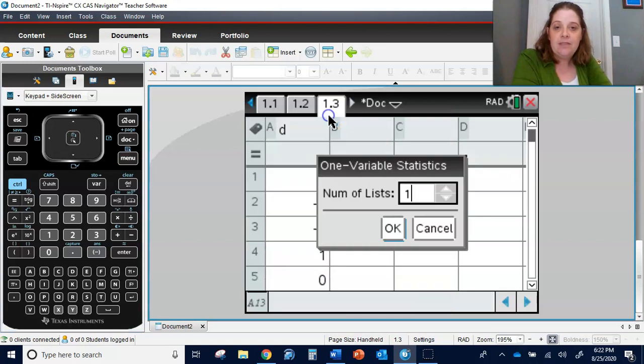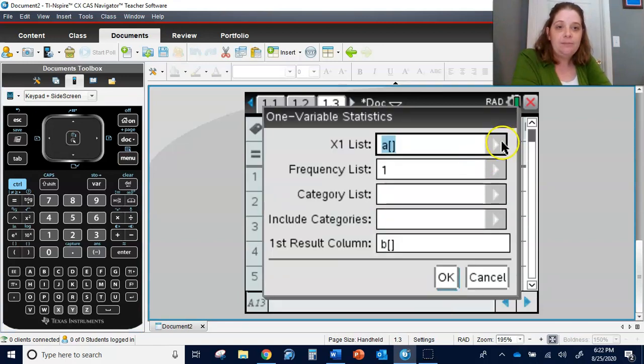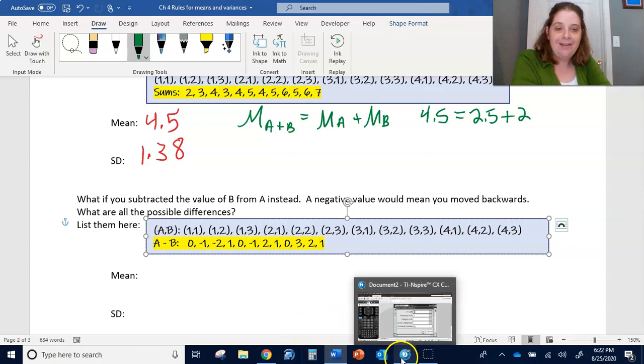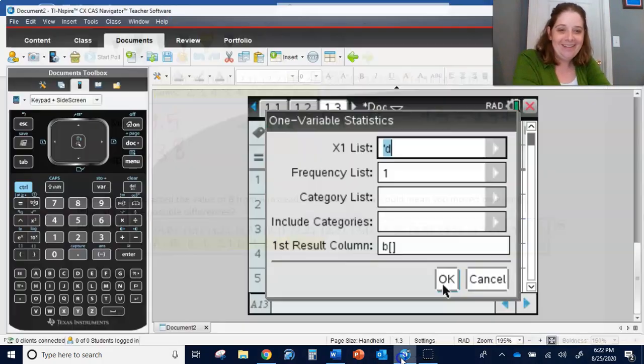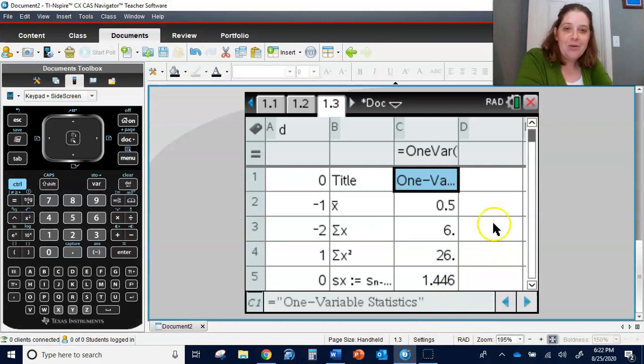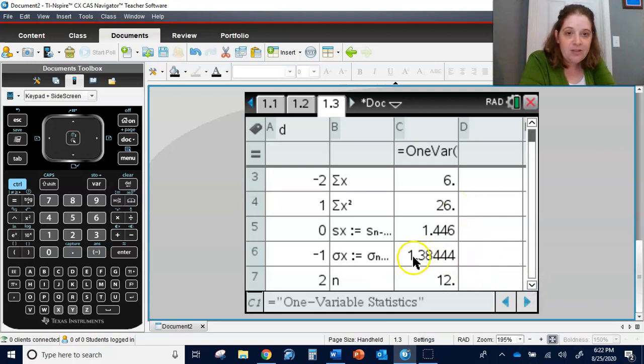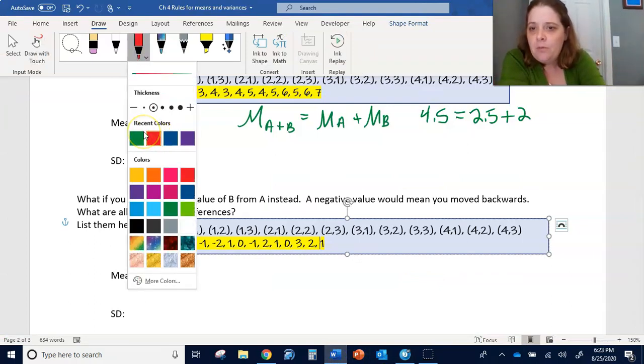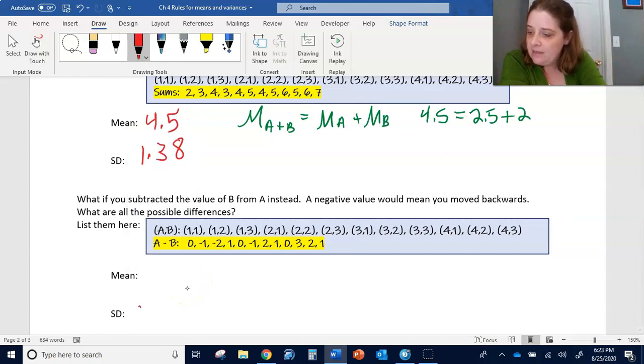Menu, statistics, stat calculations, one variable statistics, and we're going to find the mean of those differences. All right. Oh, I just went to a different page. Okay. It's angry at me. So X bar there is 0.5, and I'm going to look down at my standard deviation. It is also 1.38. Okay, that's really interesting. So what I'm seeing is the mean is 0.5, and my standard deviation is still 1.38.